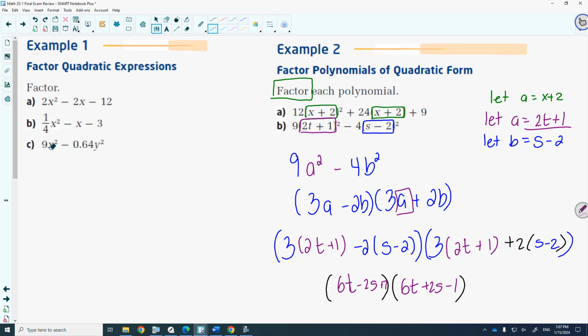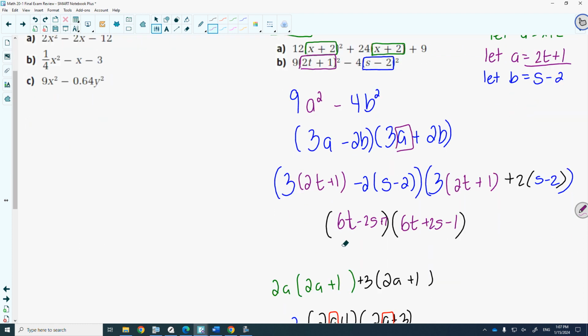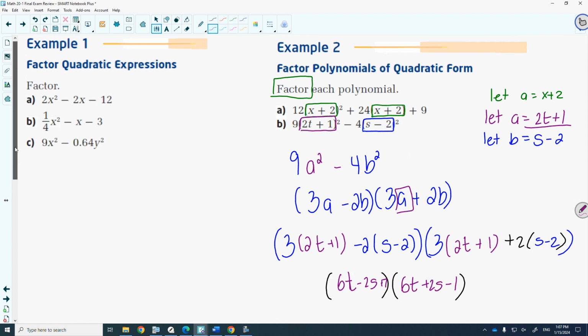Let's look at C. Yep, that's fully factored. Then you would look and just say, is there a GCF from either of these brackets? But there's not. Okay. What would C be? What type of factoring would that be? Two terms? It's a difference of squares. Yeah. So let's figure out what this is. Let's do C together. This one's easy.